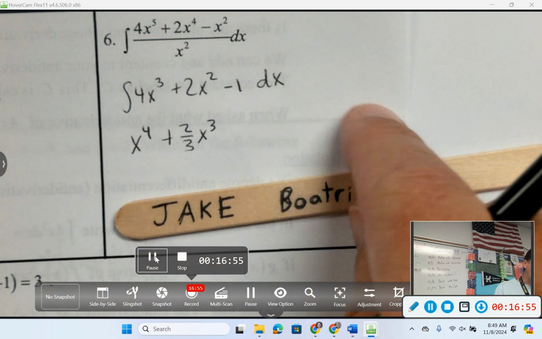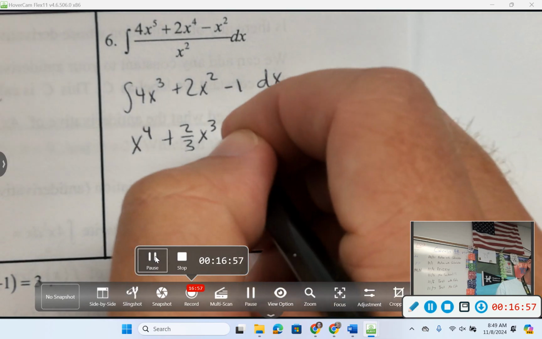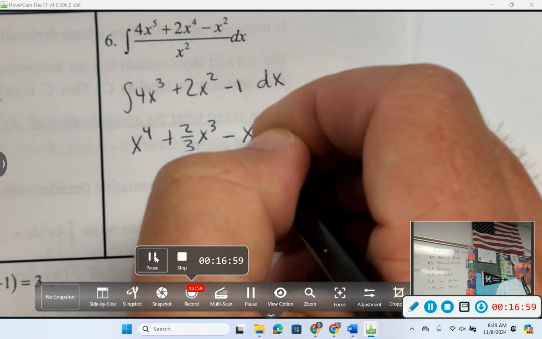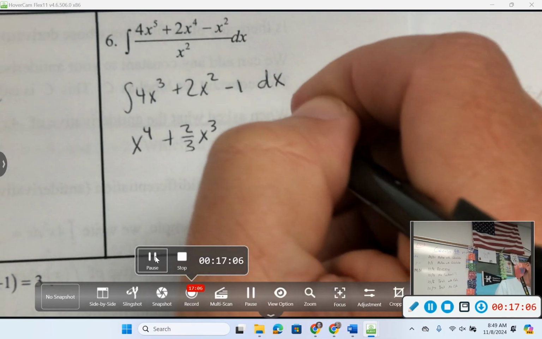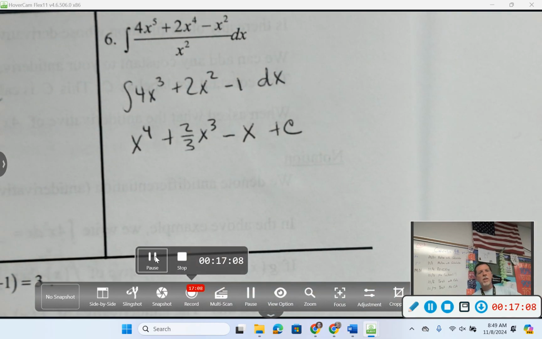Jake, how about the antiderivative of negative 1? Negative x. Yes, negative x. Because the derivative of negative x would be negative 1. And then don't forget our plus c. For people who know their derivatives, this lesson should be pretty easy, right? Like, if you know the forward rules, then just slow it down and be careful and put it in reverse, and you'll be fine.